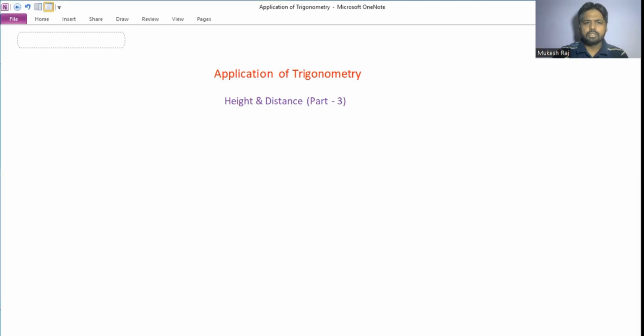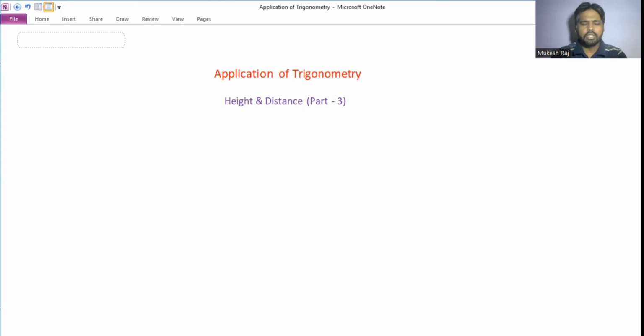The first case that we discussed was very simple, where we were provided with a simple height and the distance between the object and the observer, where the object can be a cliff, a tower, any building, or a tall tower.